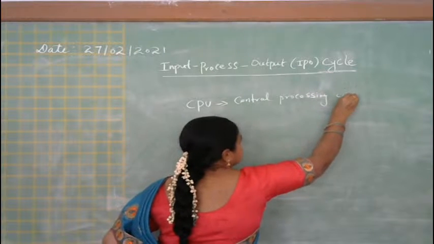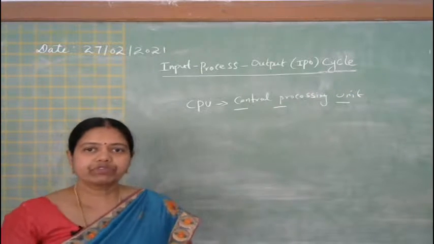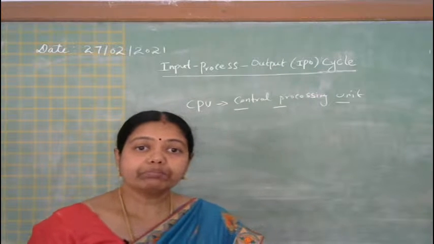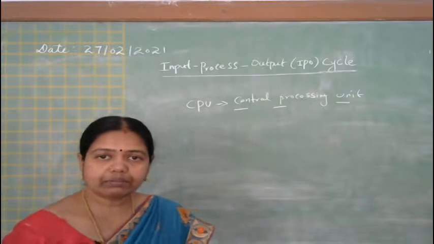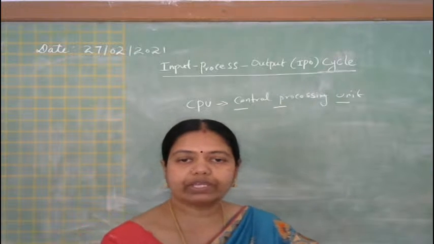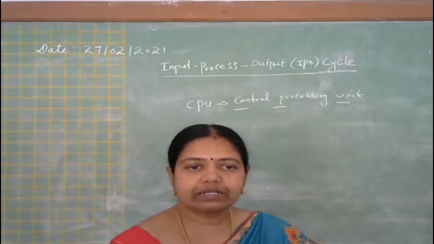CPU is called central processing unit. It is also called the brain of the computer. So in this you can see the diagram.